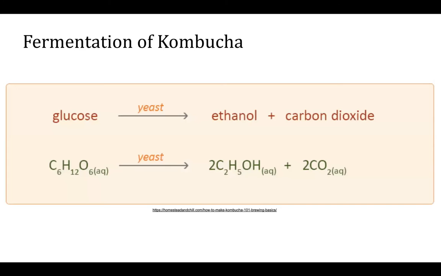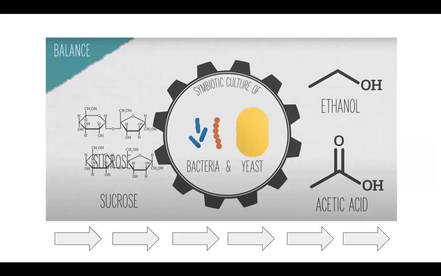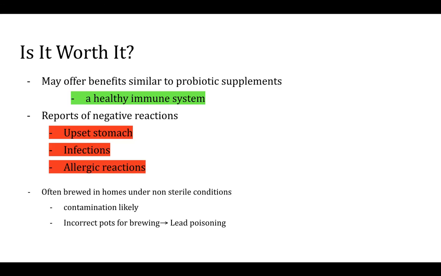Here's the chemical equation for fermentation in general and also the fermentation of kombucha. As you can see, these 3 aqueous compounds are what are involved: glucose, ethanol, and CO2. And here I put arrows at the bottom of this image, and all of these images are from that video I showed before, because the process of creating kombucha goes from the left to the right. So this glucose and sucrose interacts with the SCOBY, specifically its bacteria and yeast, and results in the production of ethanol and acetic acid. So kombucha is carbonated and sour.